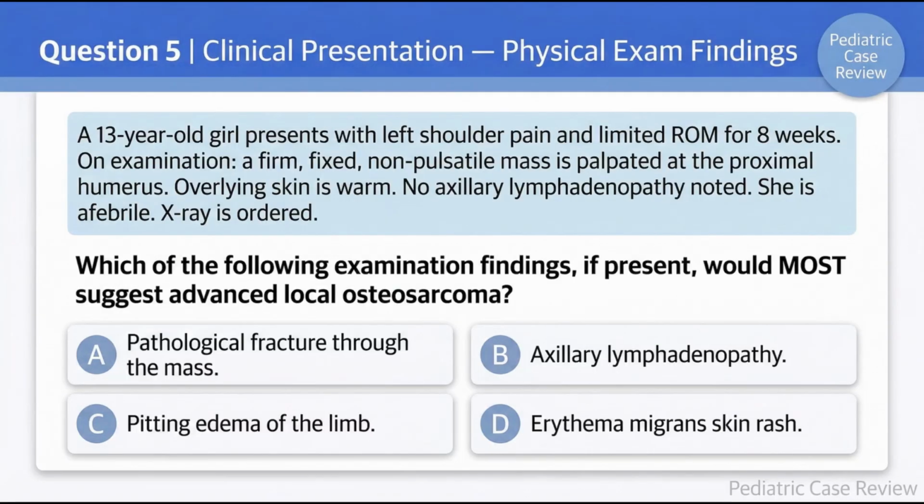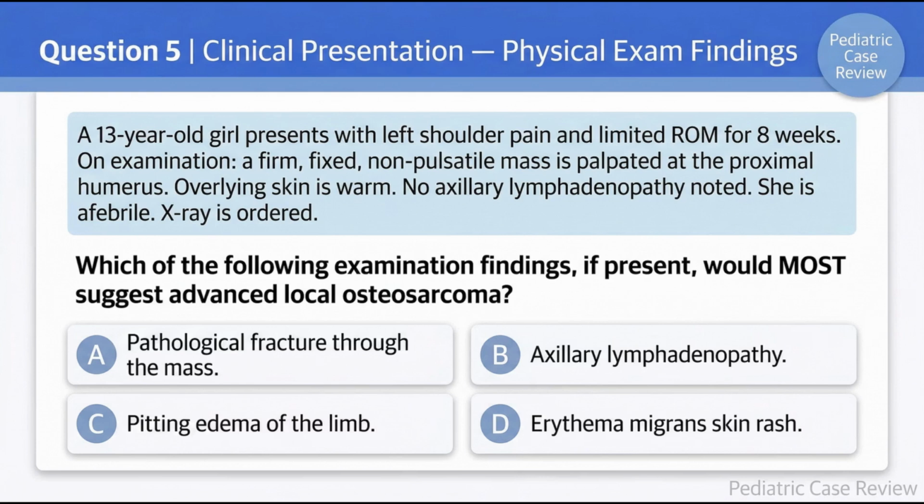A 13-year-old girl presents with left shoulder pain and limited range of motion for 8 weeks. On examination, a firm, fixed, non-pulsatile mass is palpated at the proximal humerus. The overlying skin is warm. No axillary lymphadenopathy is noted. She is afebrile. An X-ray is ordered. Which of the following examination findings, if present, would most suggest advanced local osteosarcoma?